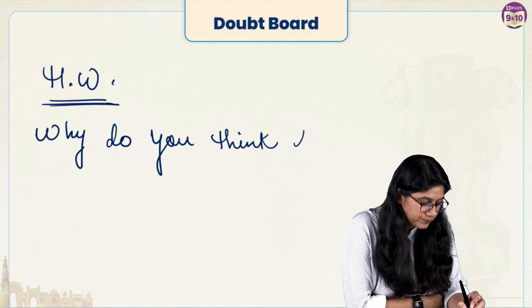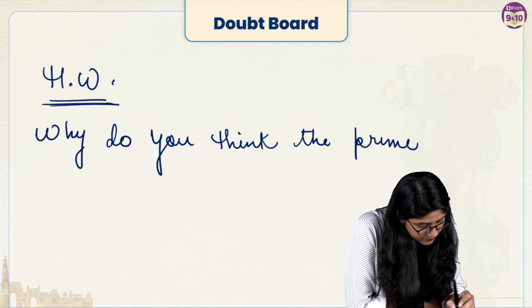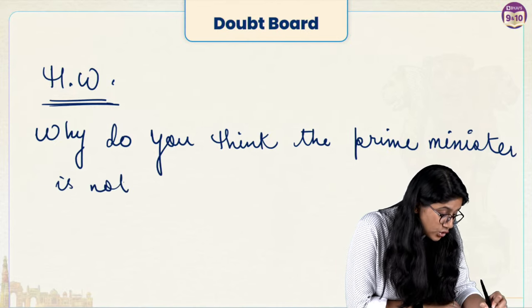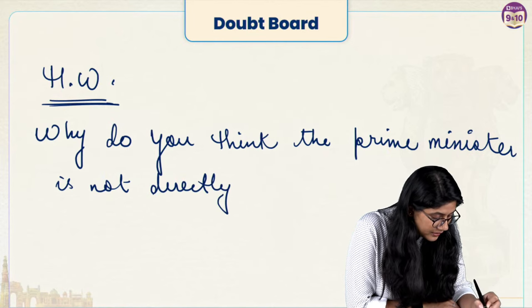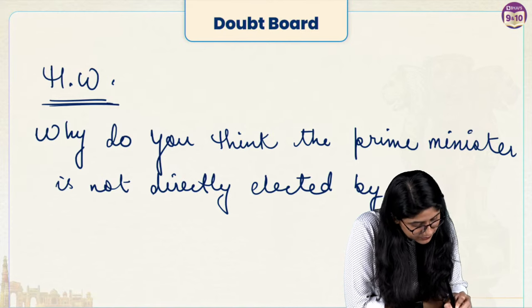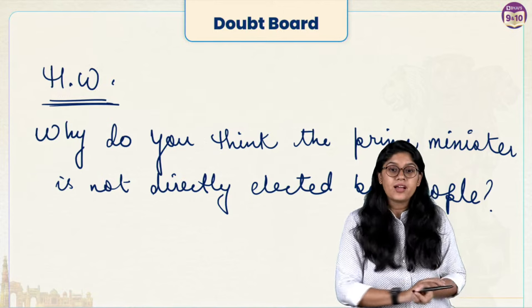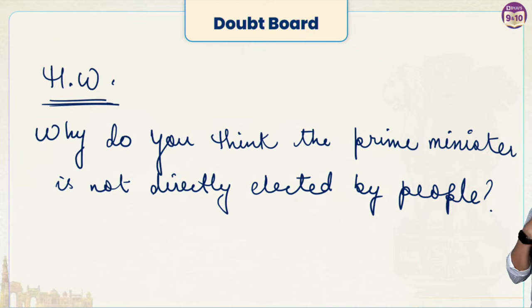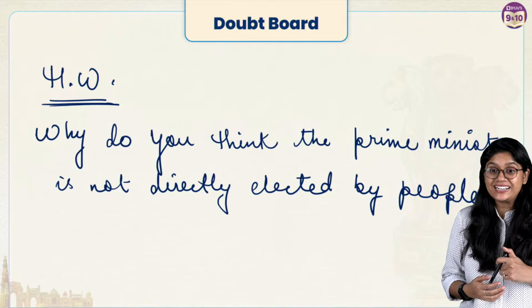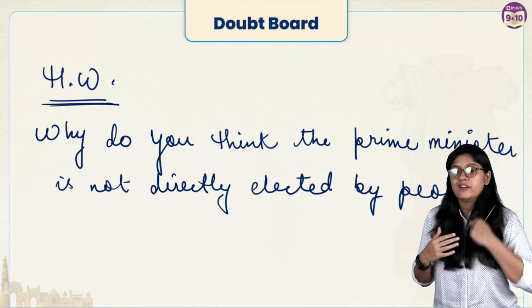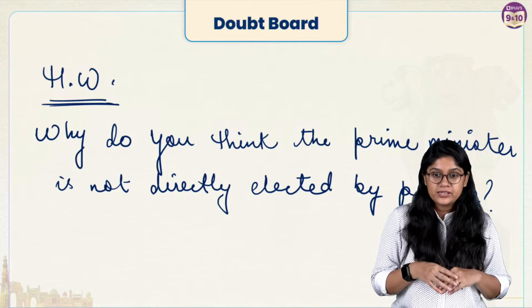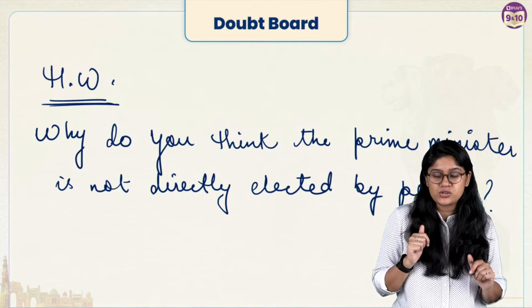Why do you think the Prime Minister is not directly elected by people? Everyone, I want you to write the answer for this particular question in the comment section below. Why do you think that the Prime Minister of a country, right, is not directly elected by the people? Why, for example, if I am the individual, why I'm not voting for one particular person? Why all of us have different candidates altogether? Yes? Think about it, everyone, and write the answer in the comment section below.